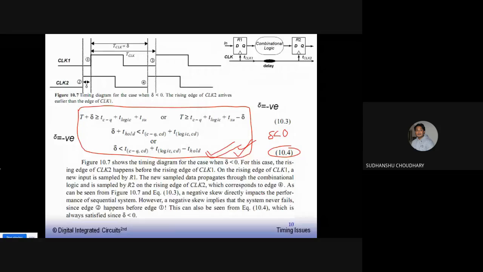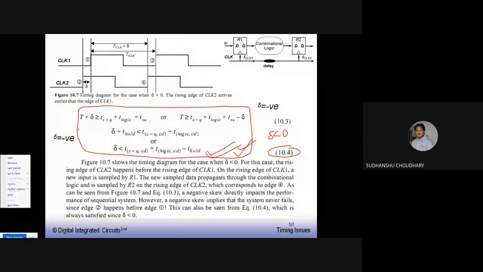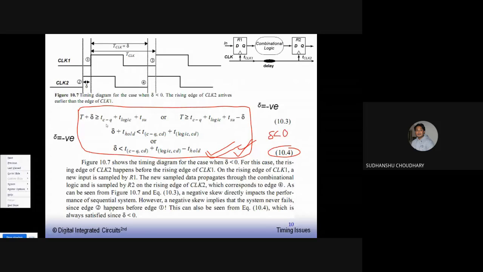But yes, this negative skew directly impacts the performance of the sequential system. Performance of the sequential system will obviously be affected, but this circuit will never fail.